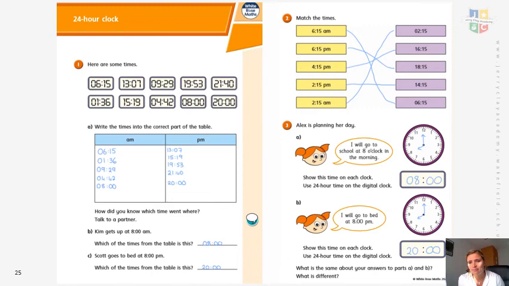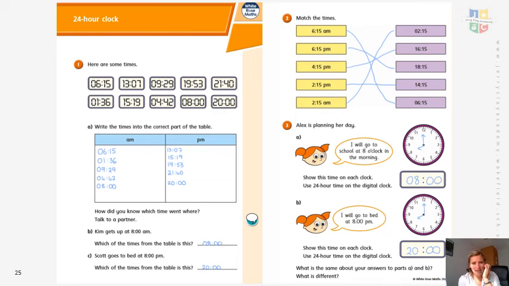From number 2, you have to match the times, again reading whether it says AM or PM. If it says AM, most of the time it will start with a 0, apart from if it is 10 a.m. or 11 a.m. Whereas if it's PM, the times will be past 12 as their hour.